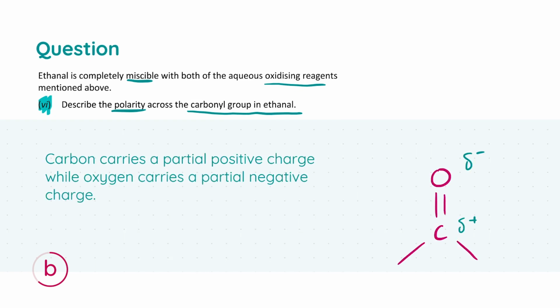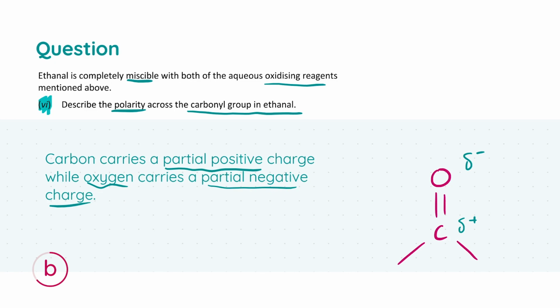So here's the required solution to this question, and let's go through it first and talk a little bit more about it. What we're being told here is that carbon carries a partial positive charge, whilst oxygen carries a partial negative charge. And this is really important to note when we're talking about polarity.